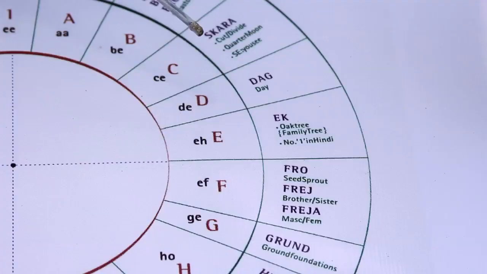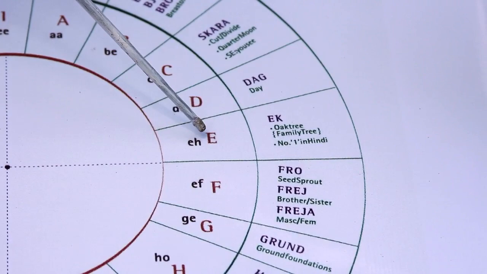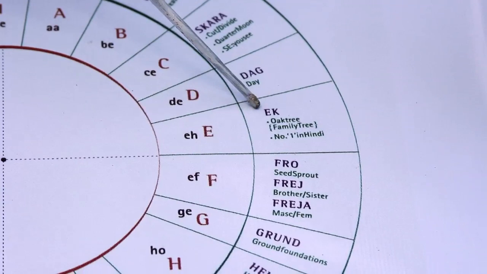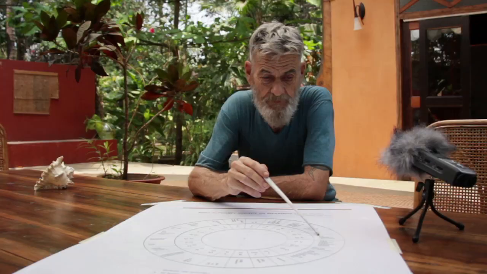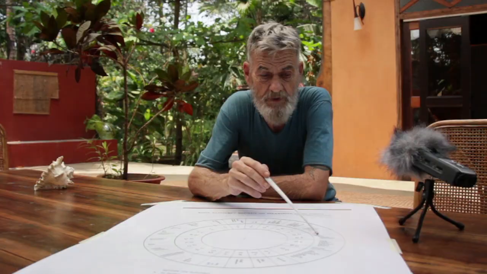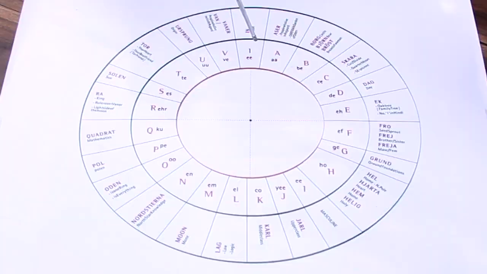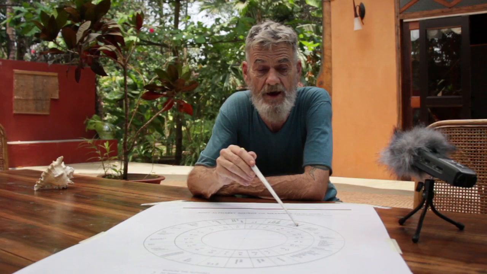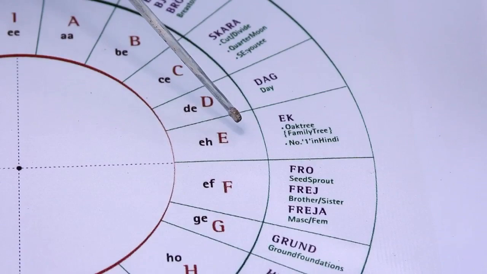The next sound is the sound A. And A is E in English. And A means ek, and ek means oak tree in English, because we're all belonging to one family tree called the oak tree. E, A, Be, Se, De, A. A is a clean sound, a clear sound. It's one sound.